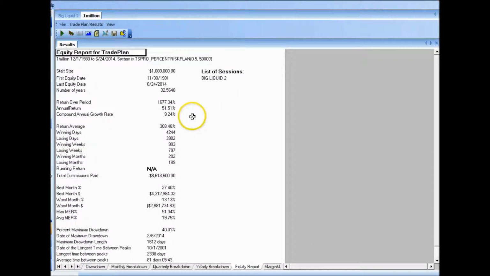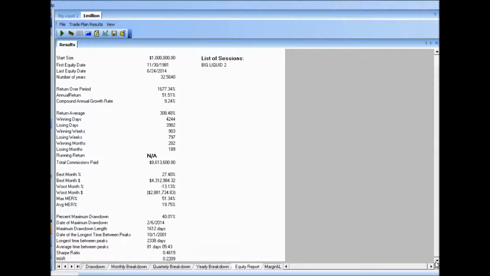Now here's some of the more important information. Your compound annual growth rate was 9.25%, and you have a maximum drawdown of 40%. So that's, generally speaking, in the world of investment managers, not quite what they're looking for. They're willing to accept a drawdown that's maybe double what the compound annual growth rate is, as far as the worst drawdown goes. But a drawdown of this magnitude is probably not going to be overly acceptable.